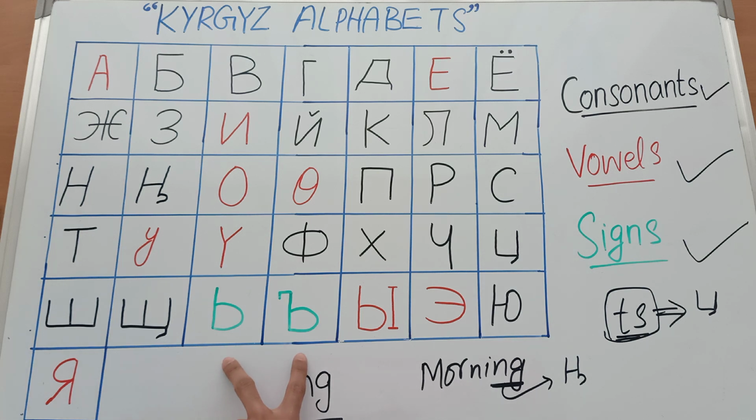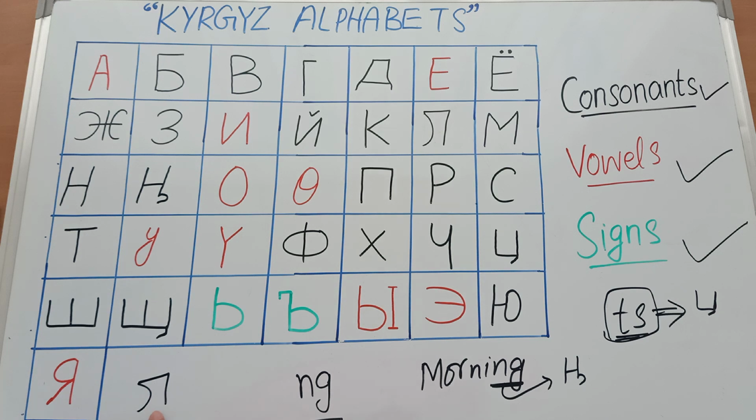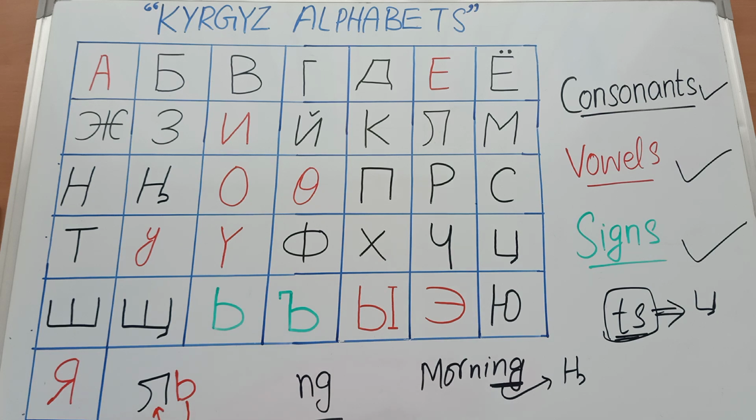As you know, these are two signs. One is the soft sign and this is the hard sign. You remember the signs, they don't have their pronunciation. So what is the significance of these signs? For example, this is your consonant L, and after L you put here soft sign. This soft sign will soften the sound of this consonant. For example, if it is L, then now it will be pronounced as soft L. The soft sign will soften the consonant before it.